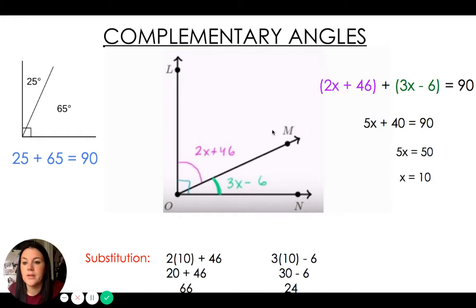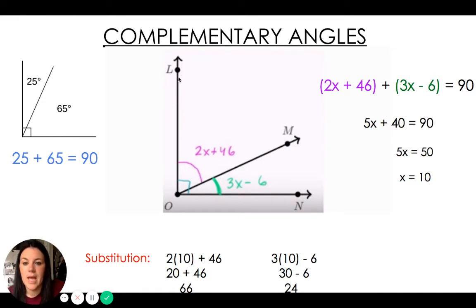Complementary angles are when 2 or more angles, like this example on the left, add up to equal 90 degrees. Complementary angles equals 90 degrees. So this could be angle 1 and it's 25 degrees, and then angle 2 is 65 degrees, and 25 plus 65 is 90. So these are complementary. But this is the type of question that you will see.